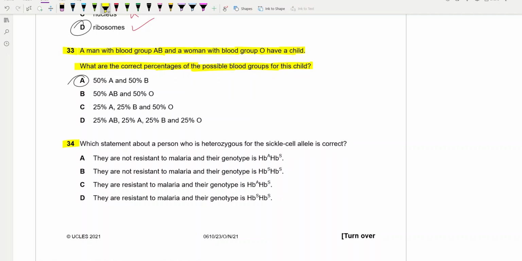Question number 34. Which statement about a person who is heterozygous for the sickle cell allele is correct? So the genotype would be HB capital A HBS. So option A and C, and they would be resistant to malaria. So the correct option would be option C.